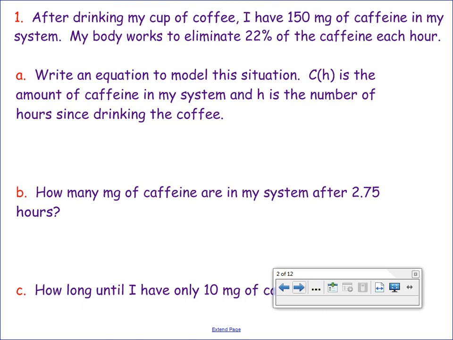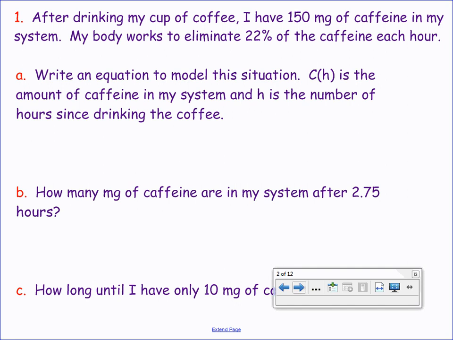So this is a great warm-up for the quiz, the second part, where you'll be applying exponential equations in context. And so here, after drinking my cup of coffee, I have 150 milligrams of caffeine in my system. You can tell by the slight shakes from my hands as I walk around the room and do red marks. My body works to eliminate 22% of the caffeine each hour. Let's write an equation to model this situation.